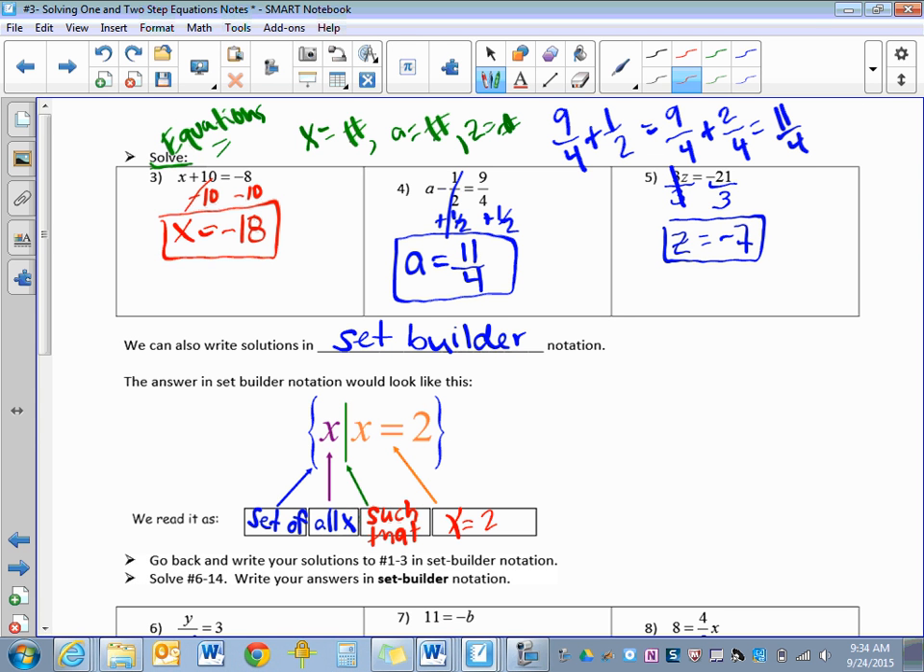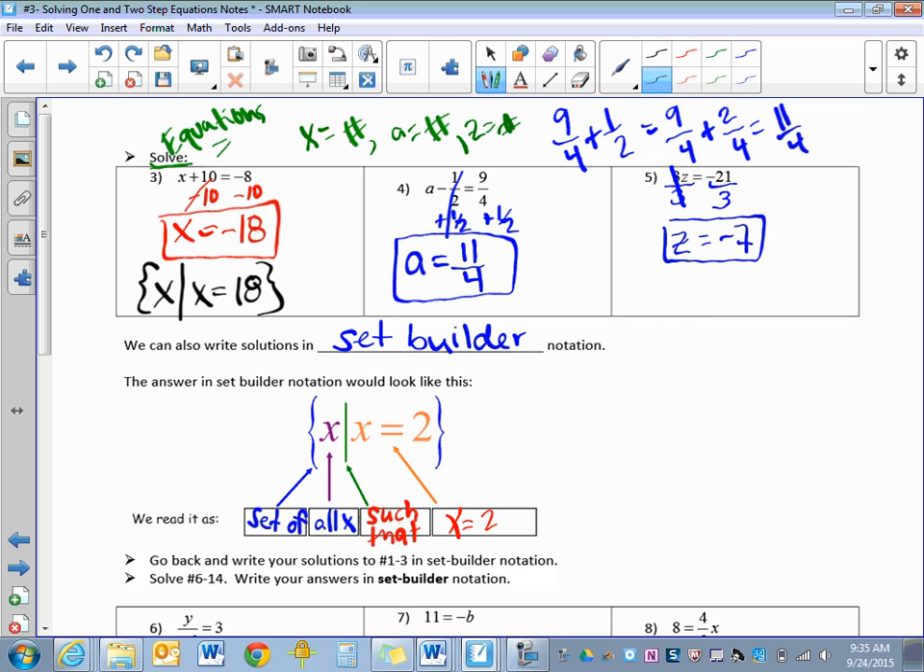So we need to know set builder notation. You use it more in Algebra 2, which is why we're introducing it now. But it's pretty simple. You just write your variable, a vertical line, and then your answer. So let's go back and write our set builder notation for 3, 4, and 5. Alright, my set builder notation for number 3. The set of x such that x equals 18. And that's all you have to do for set builder notation.